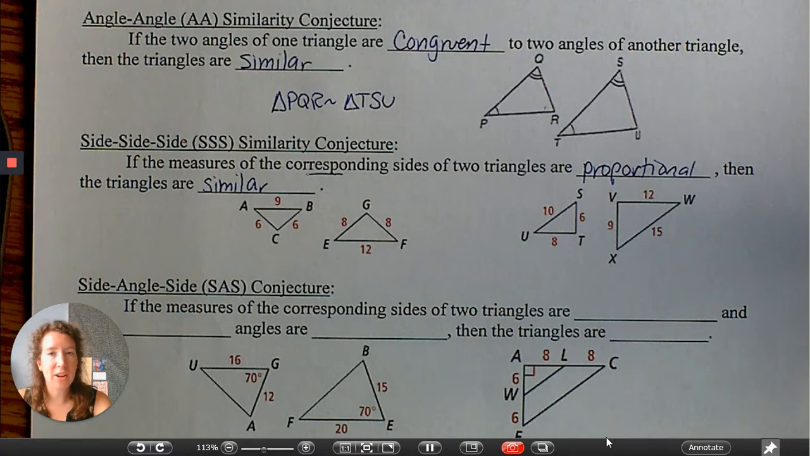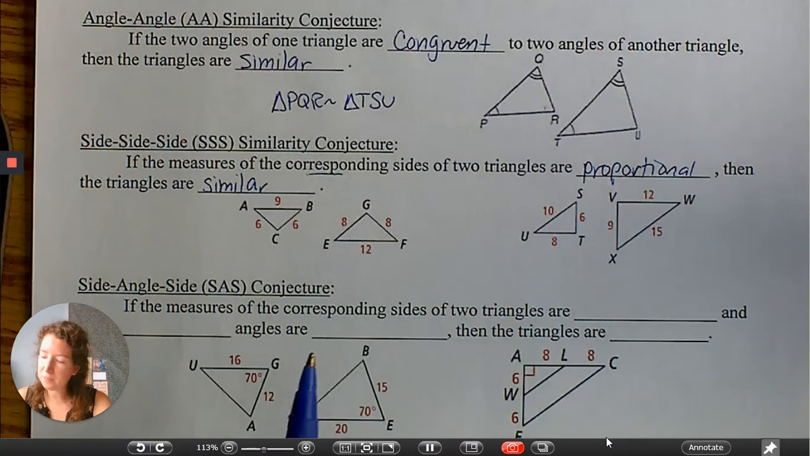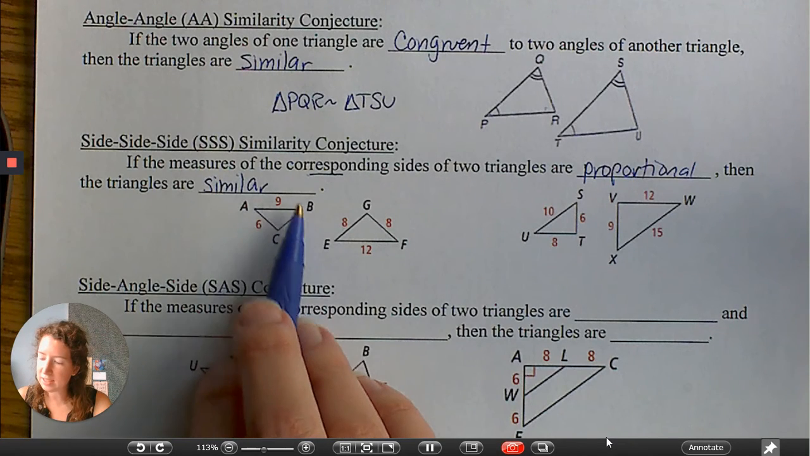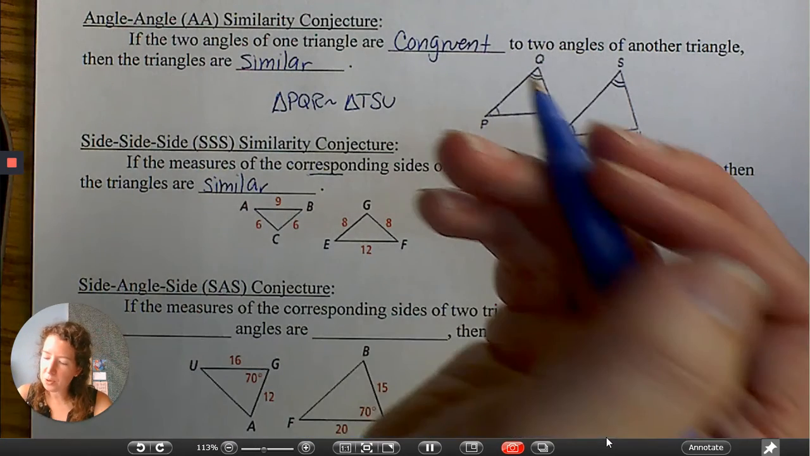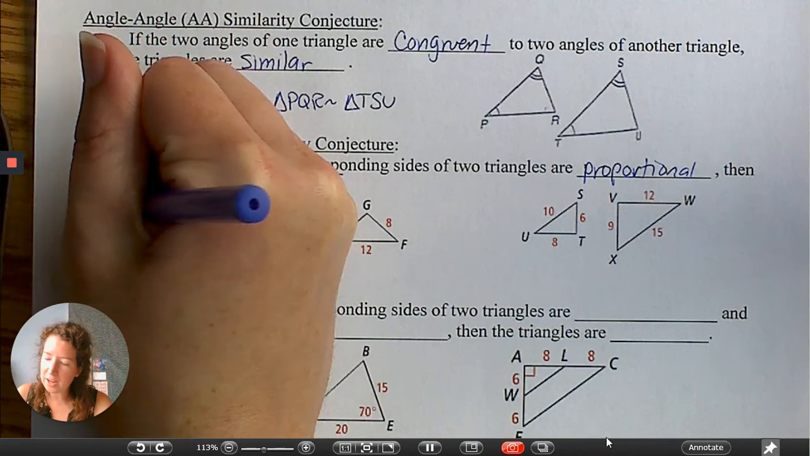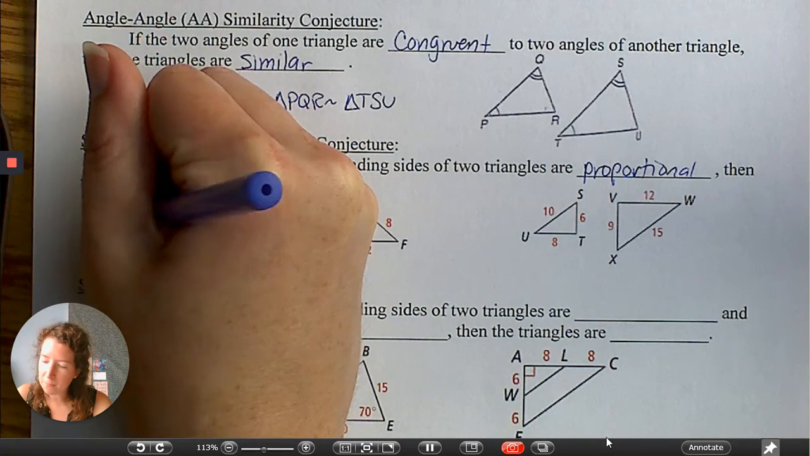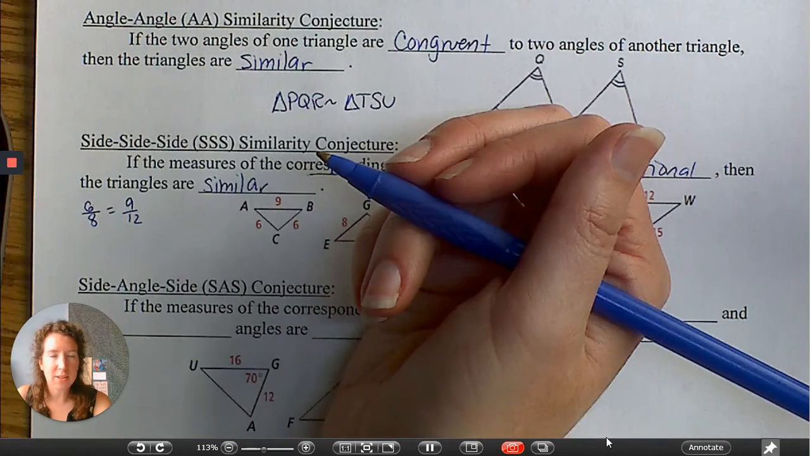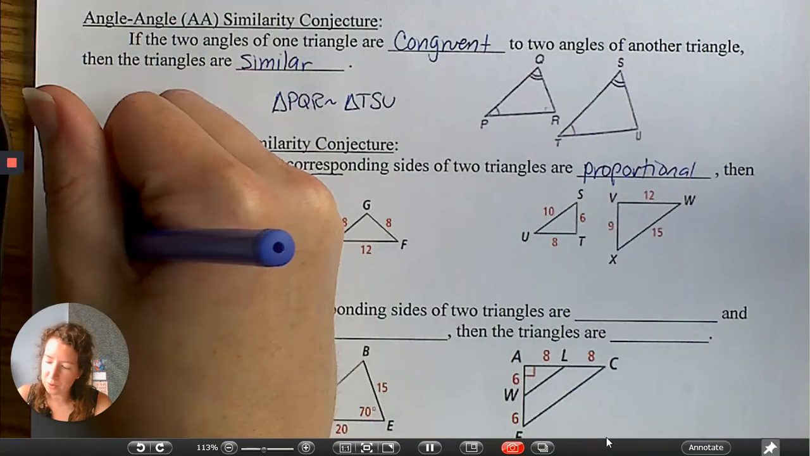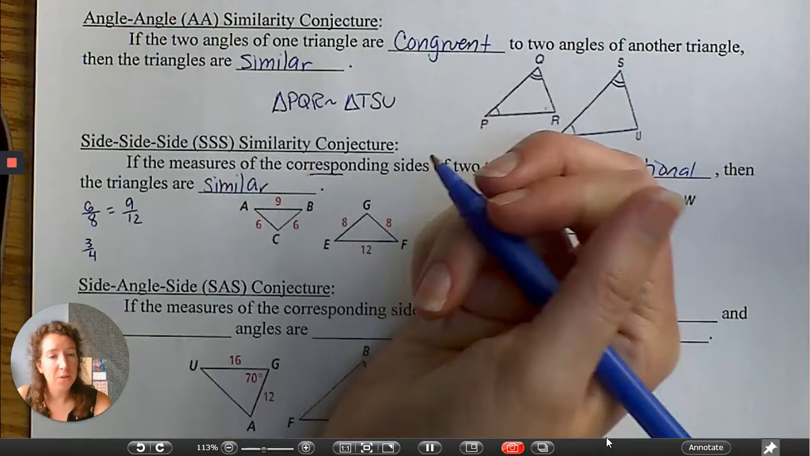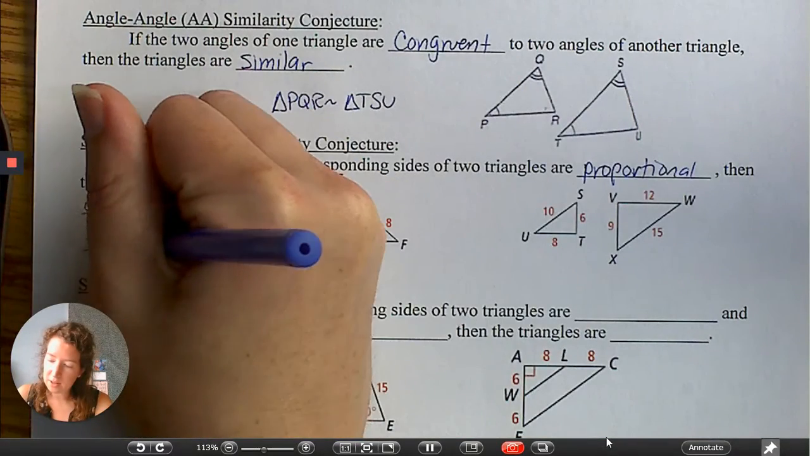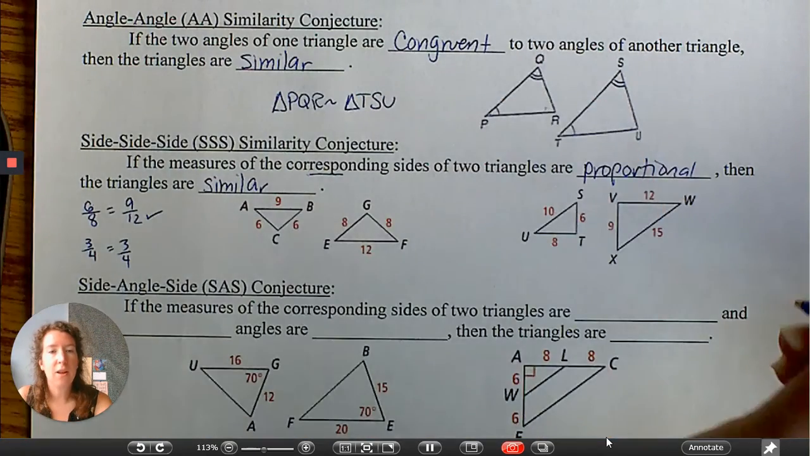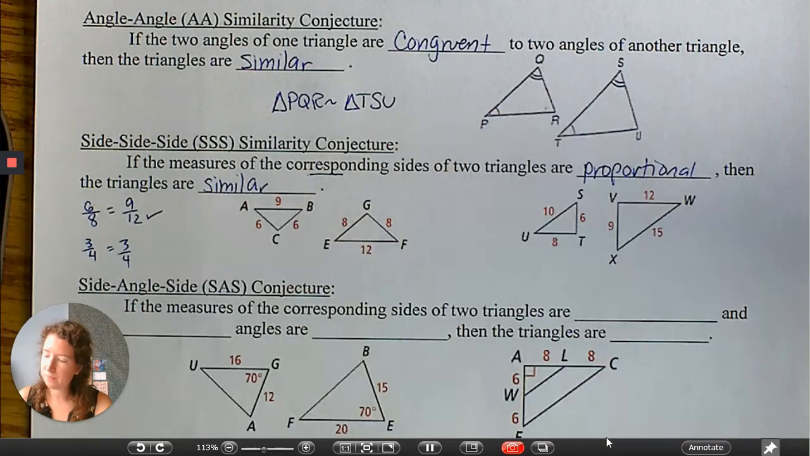So this is how we've been checking whether the figures are similar. In these two triangles here, we have 6, 6 and 9, 8, 8 and 12. So we need to know, does 6 over 8 equal 9 over 12? Well, 6 over 8 reduces down to 3 over 4, and 9 over 12 also reduces down to 3 over 4. So because of that fact, we know these two triangles are similar by side-side-side.